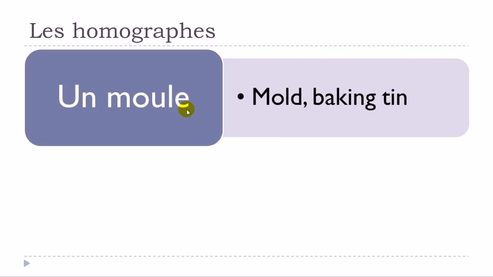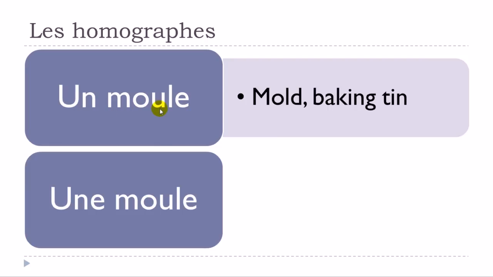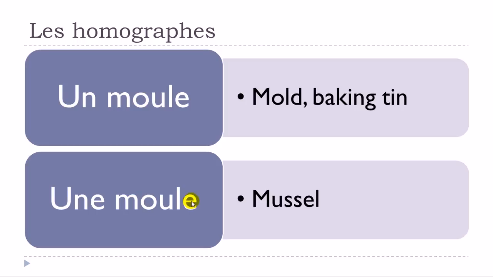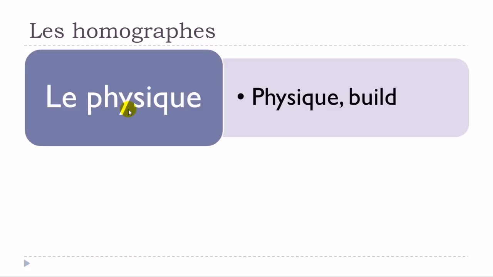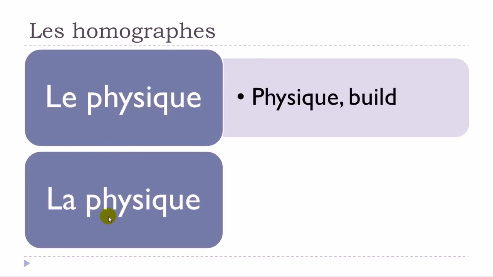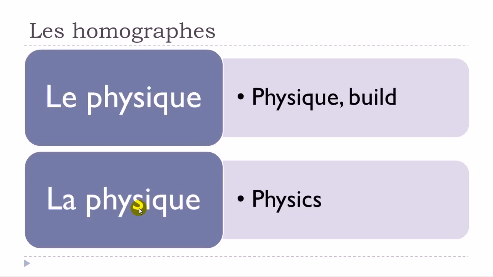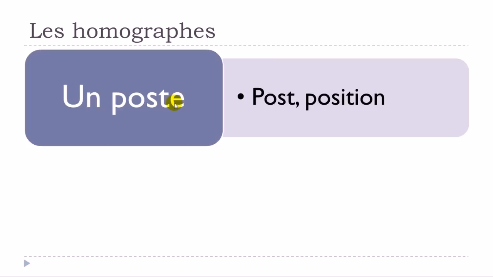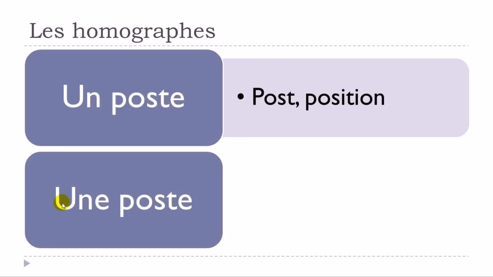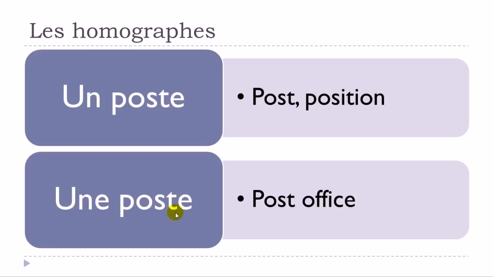Let's see the second now. Un moule. And you've got here the meaning. And the feminine form, une moule. Keep in mind you pronounce them the same way, but as you can see, the meaning is different. Le physique, and here is the meaning, and then la physique, and you've got here the meaning. Un poste, and here we're talking about a job. Une poste, and here is the meaning.